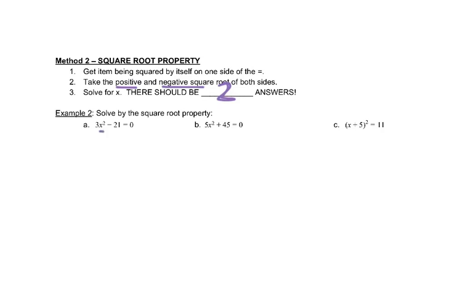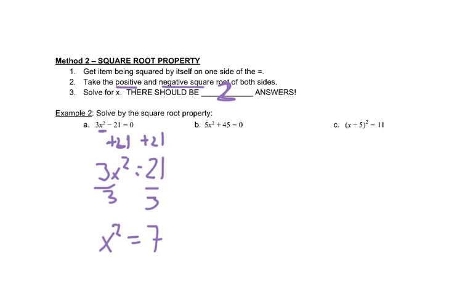So let's look at example A. In example A, the x squared is the thing that's being squared. So we have to get it by itself first. So we'll add 21 to both sides. So we get 3x squared equals 21. And then we'll divide both sides by 3. So we get x squared equals 7.